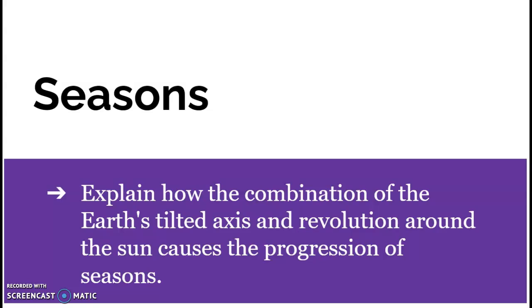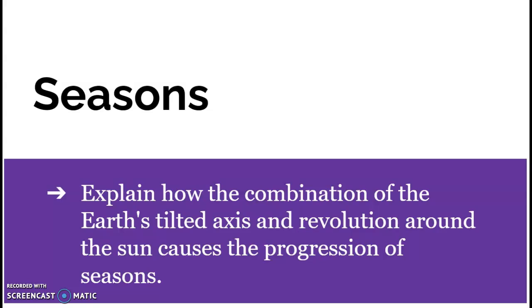So that is the end of our slideshow for the guide notes for 6.1. Hopefully you can explain how the combination of the Earth's tilted axis and revolution around the sun causes the progression of seasons. And just keep in mind, we live in Minnesota. We have 4 very different seasons.